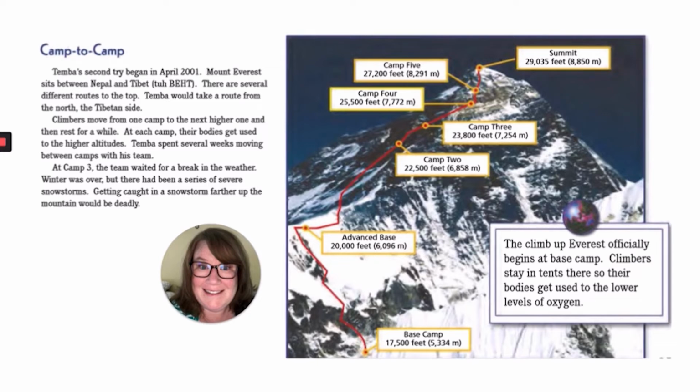At Camp 3, the team waited for a break in the weather. Winter was over, but there had been a series of severe snowstorms. Getting caught in a snowstorm farther up the mountain would be deadly. The climb up Everest officially begins at base camp. Climbers stay in tents there so their bodies get used to the lower levels of oxygen.